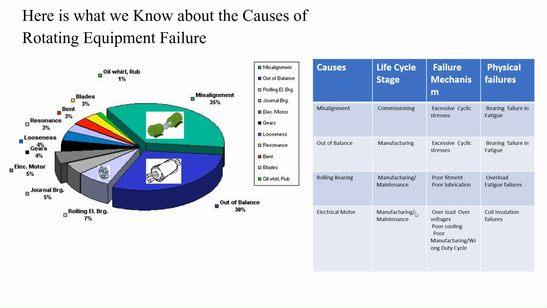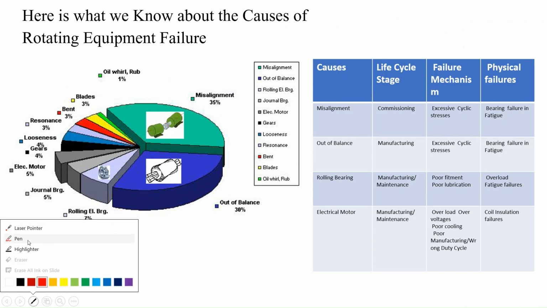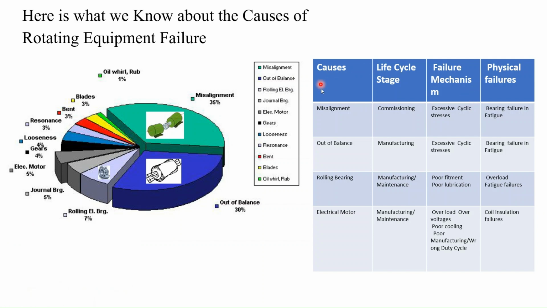Example of rotating equipment failures. Misalignment 35%, out of balance 30%, rolling bearings 7%, journal bearings 7%, electrical motor 5%, gear 4%, looseness 4%, resonance 3%, shaft bend 3%, blades 3%, oil whirl and rub 1%. And a few are mapped for life cycle stages, failure mechanism, and physical failure modes.